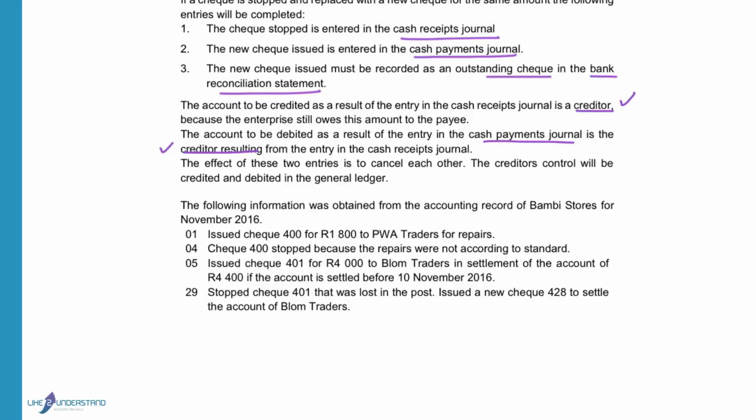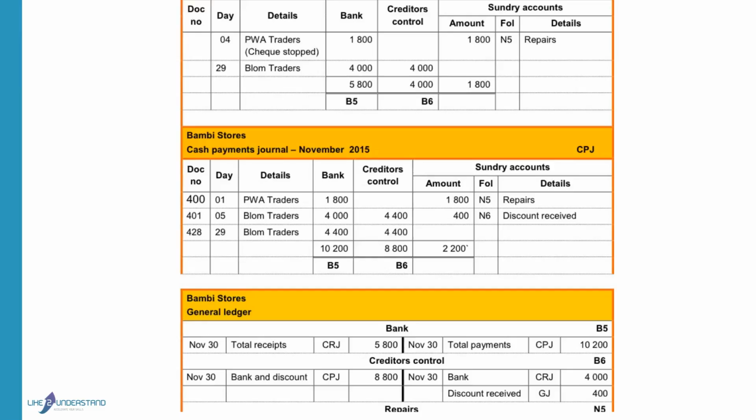The following information was obtained from the accounting records of Bombay Stores for November 2016. Issued cheque number 400 for 1,800 to PWA Traders for repairs. When we issue a cheque, we will record it in the cash payments journal. In the cash payments journal, we will indicate that we issue cheque number 400 to PWA Traders for 1,800 to pay for repairs.